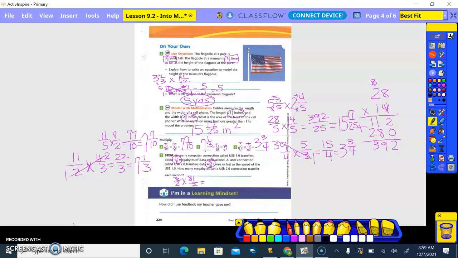No. So this would be 3 times 81, that's 243, right? Over 4. So over here, I can take 243 divided by 4. 4 goes into 24 6 times, minus 24. Bring down the 3. 4 can't go into 3, so it goes 0, minus 0, with 3 left over. So my answer is 60 3/4 megabytes.